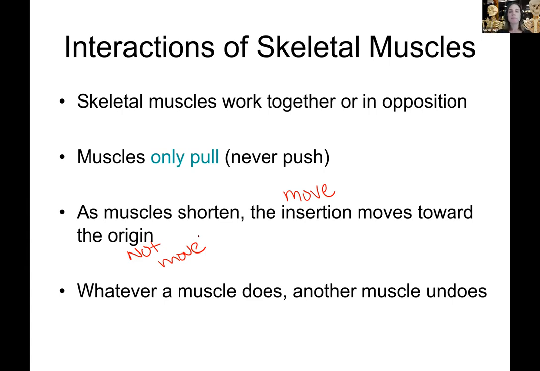Okay. Whatever one muscle does, another muscle or muscle group will undo. Okay, so again, you can think back to that whole flexing and extending of the arm at the elbow, right? Your bicep and your brachialis muscle, these will flex. The tricep will extend back out. So what one muscle does, another muscle has to undo.